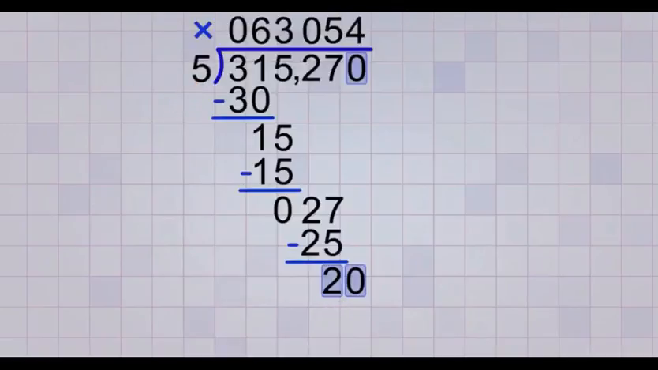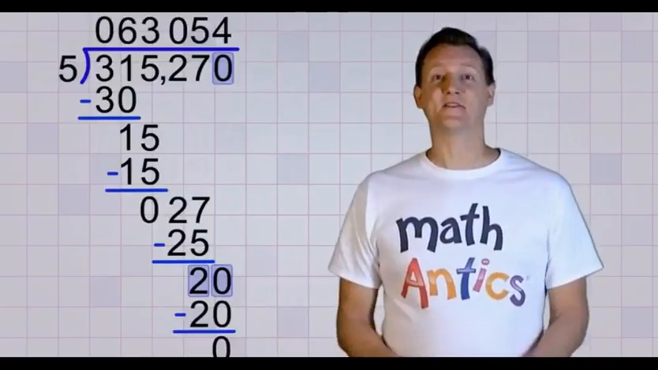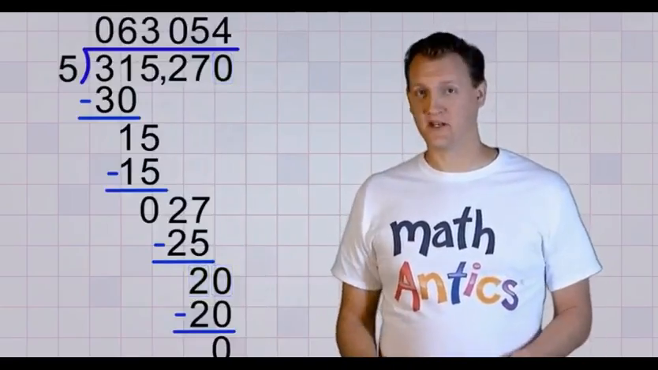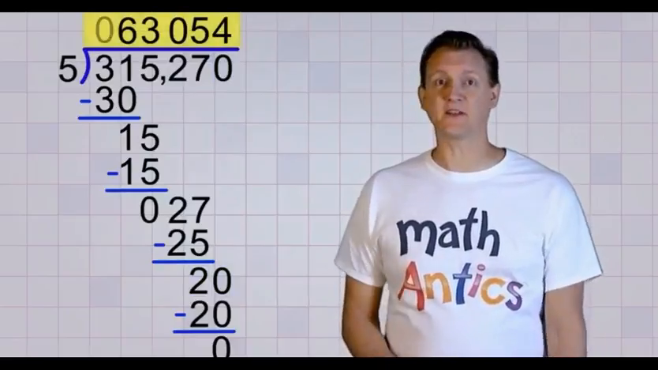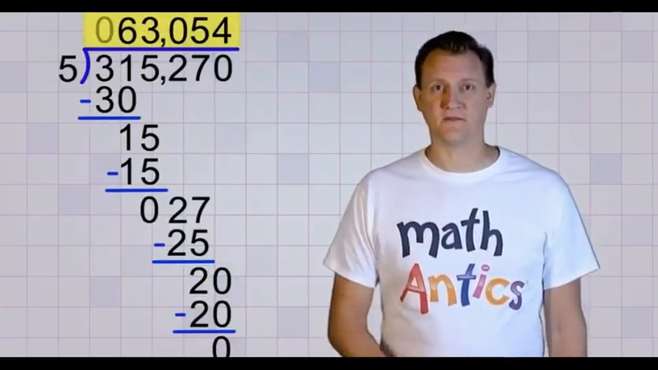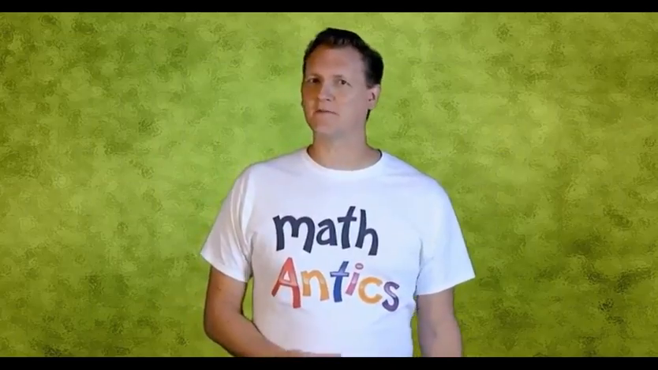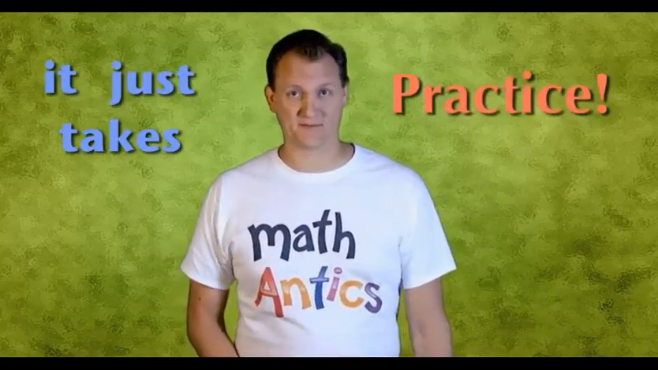4. 4 times 5 is 20, and 20 minus 20 is 0. Yes, we're done. There's no more digits to divide, and you can see that our final answer is 63,054. All right, that's a procedure for long division. As you can see, it's kind of complicated, so don't get discouraged if you're confused at first. Like almost everything, it just takes practice.